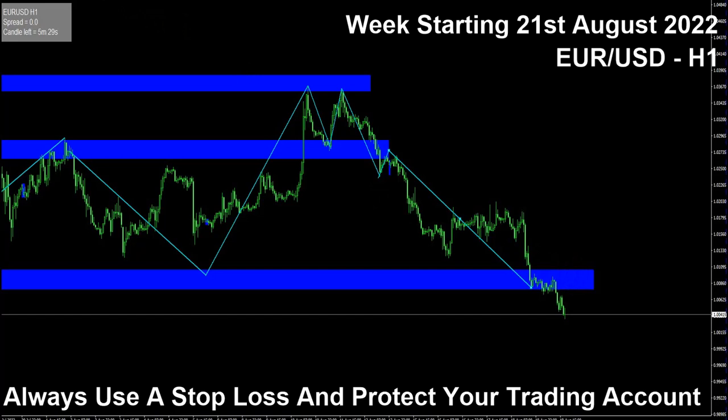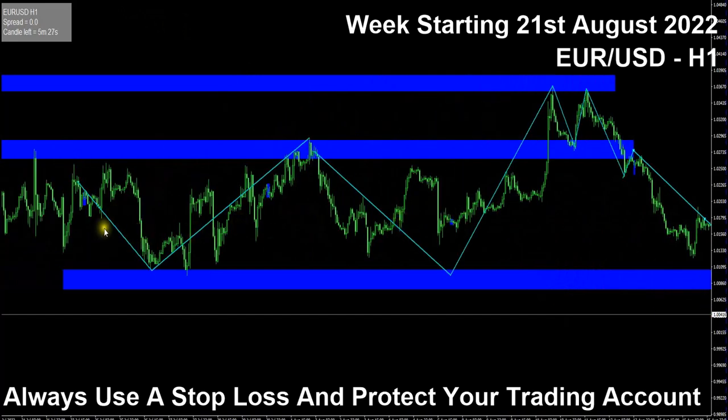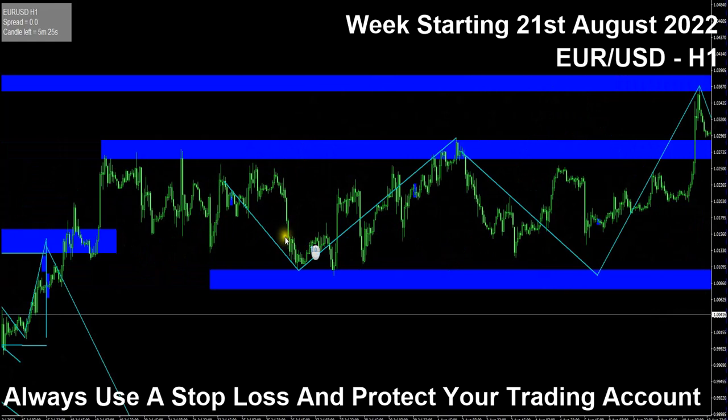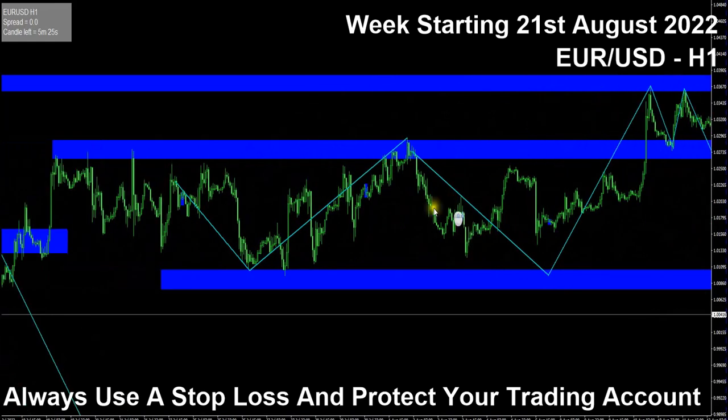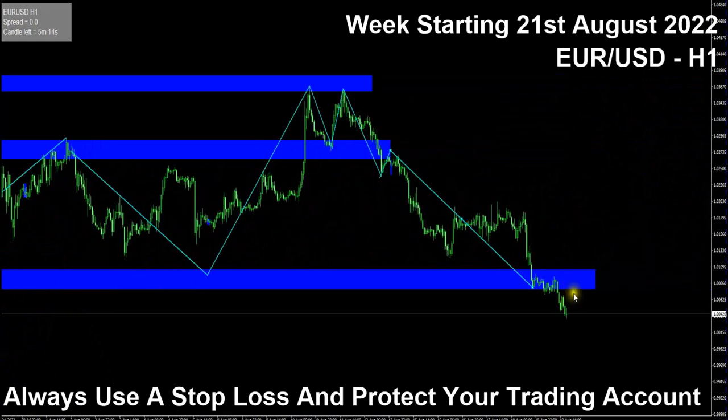If we just scroll back a little bit, you'll see here that this was part of the zonal area that the market has been in for 3 or even 4 weeks. Now it's gone under it. It's quite obvious really what I'm expecting the market to do for next week.